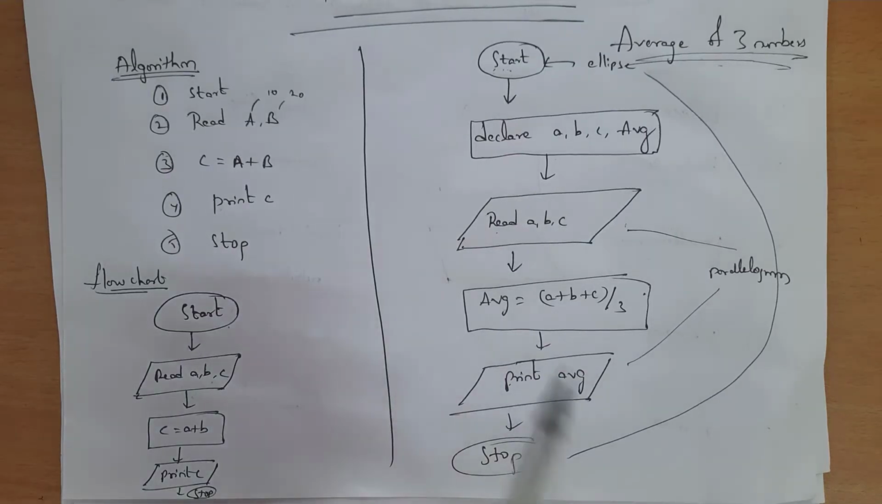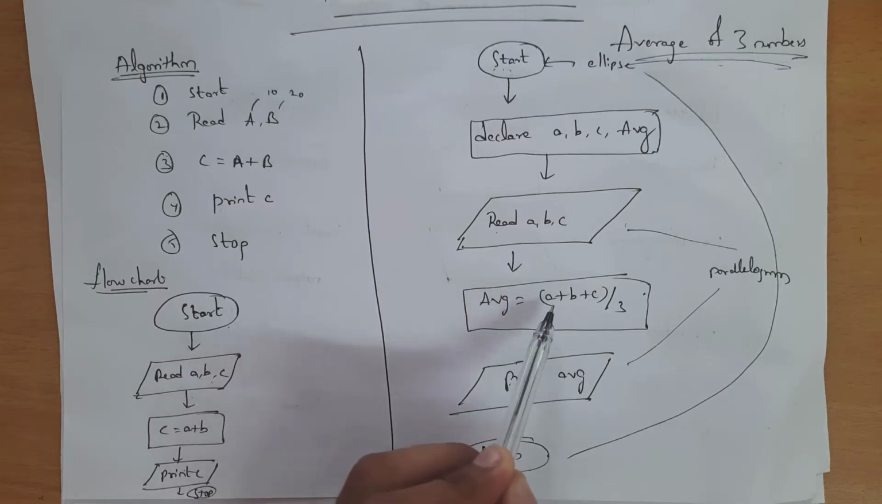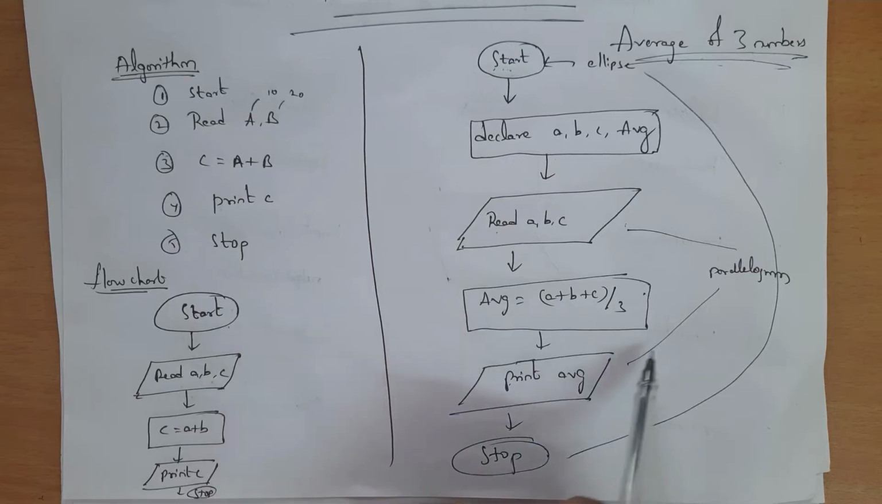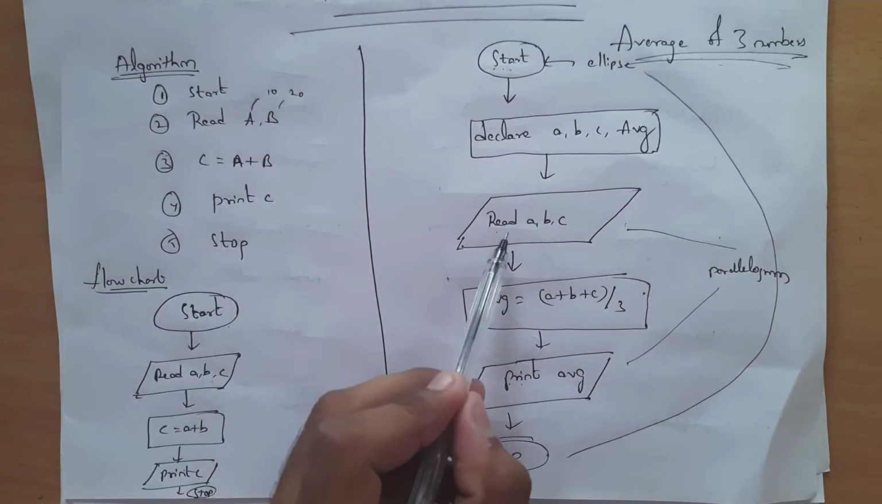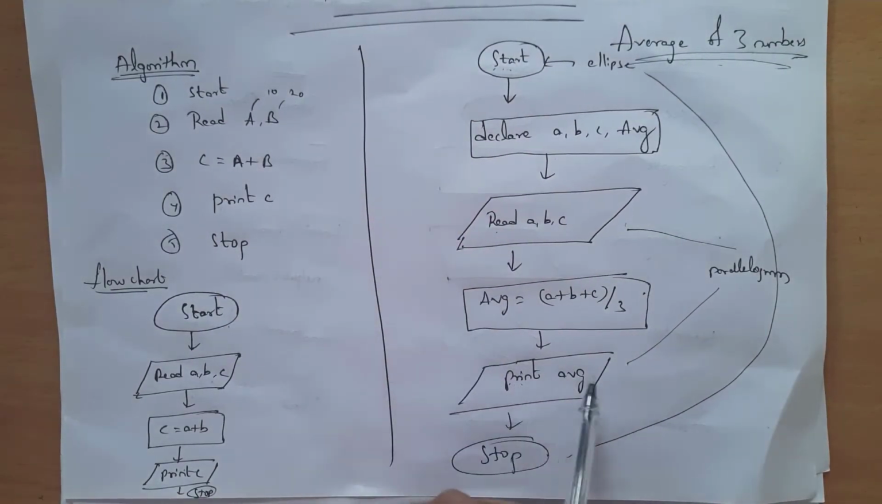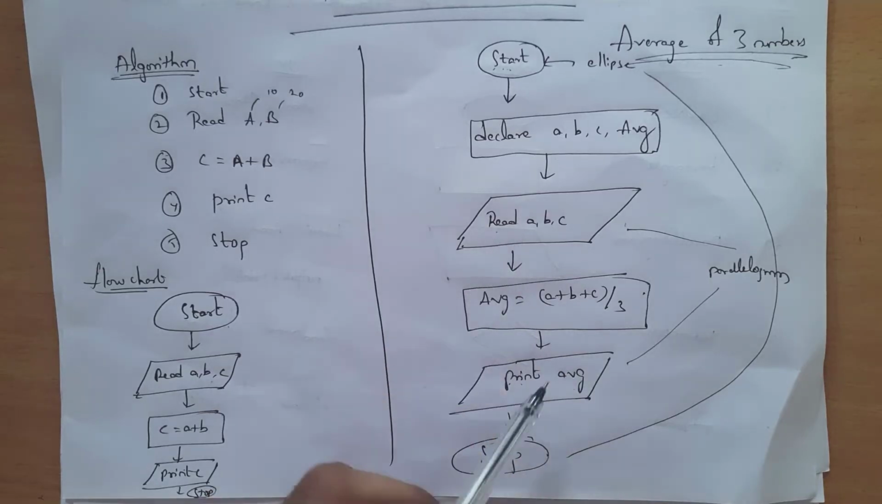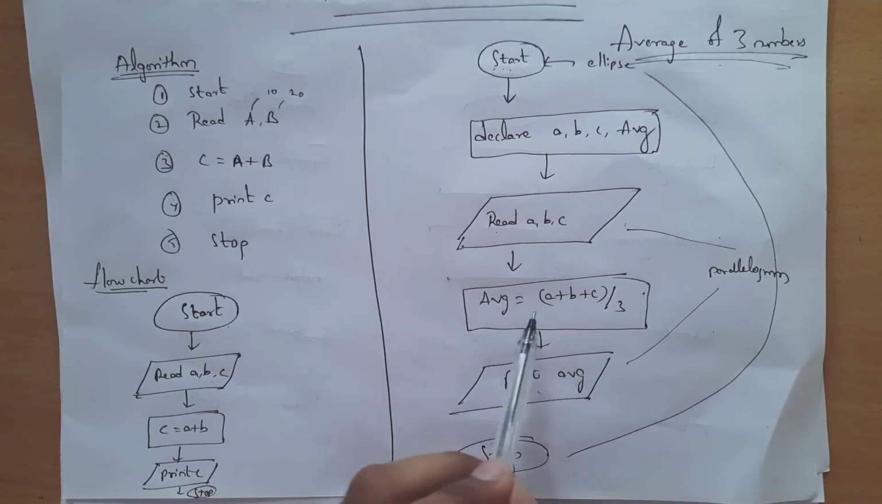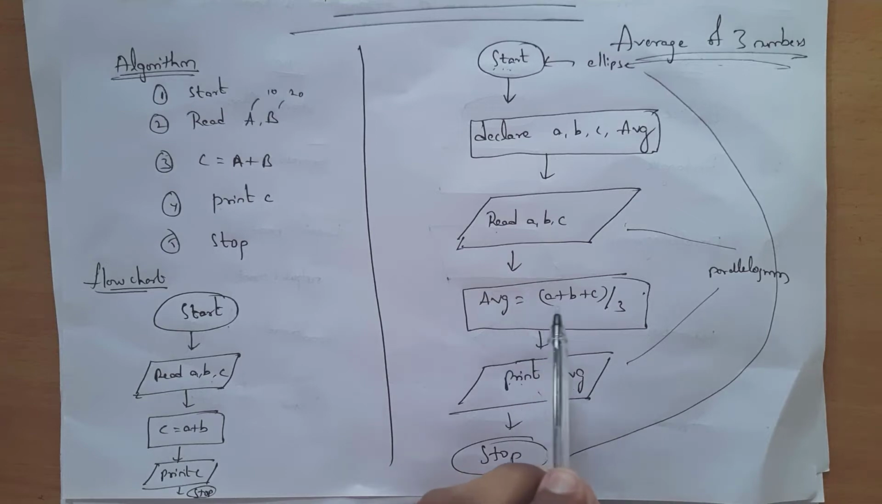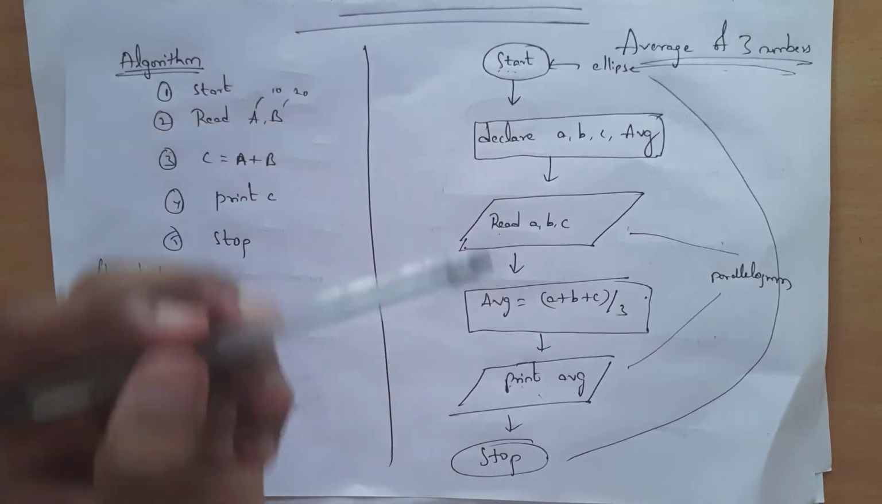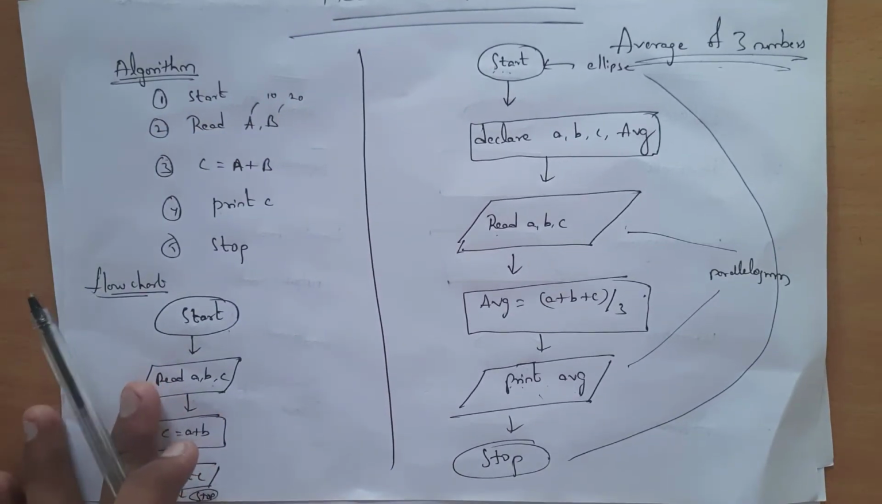After that, you need to write average is equal to A plus B plus C by 3. In order to calculate average, you need to use this formula. And at last, we need to print average because average contains result. So you need to print average and last step is stop. Reading values and printing output must be written in parallelogram. So I have written both in parallelogram and expressions must be written in rectangle. So here I have written expression A plus B plus C by 3 in a rectangle and you need to write start and stop in ellipse. This is flowchart for average of 3 numbers.